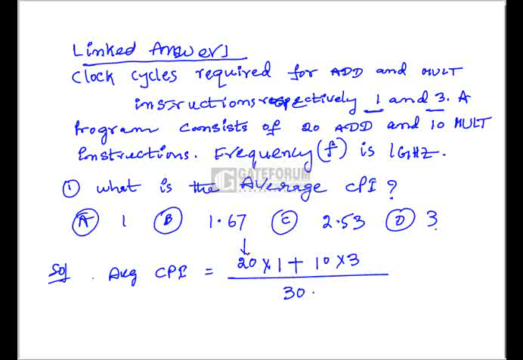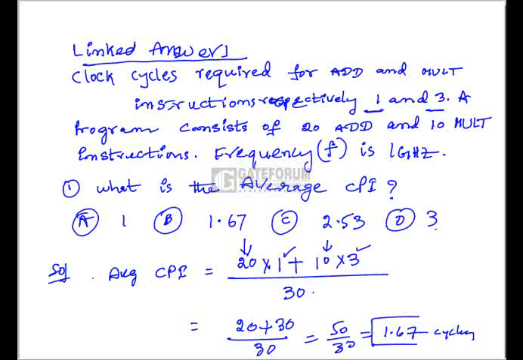20 add plus 10 multiplication, total 30 instructions. So this 20 is the number of add instructions, this 10 is the number of multiplication instructions, this 1 is the cycle for each add, 3 is the number of cycles for each multiplication, divided by the total number of instructions in the program. So this will be equal to 20 plus 30 divided by 30, it is 50 by 30. So it is nearly 1.67 cycles per instruction. So this is CPI 1.67. So option B is the correct option.